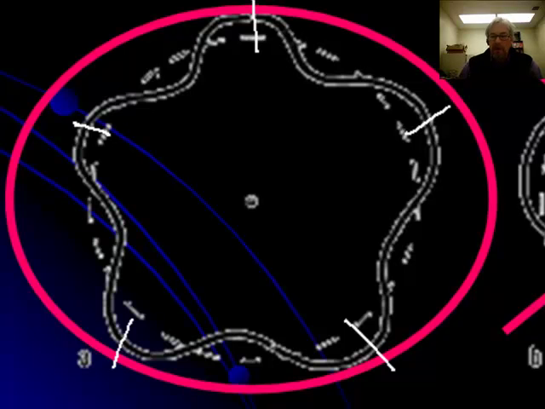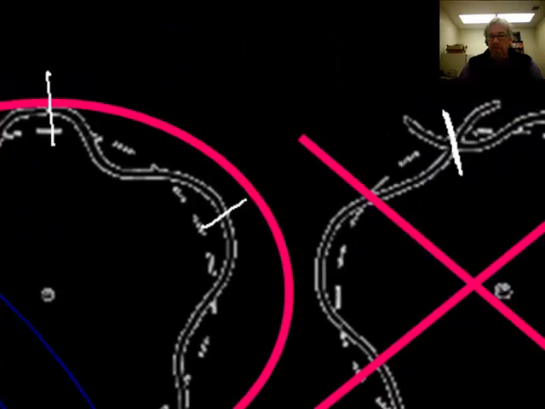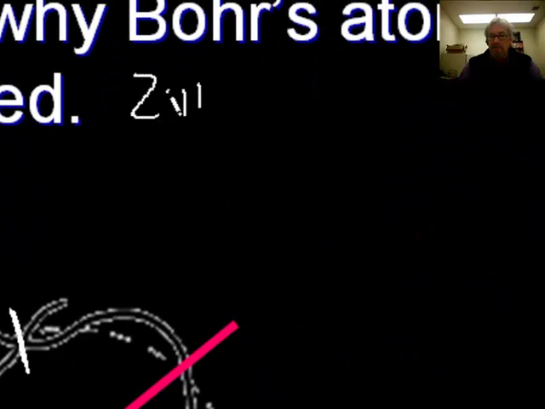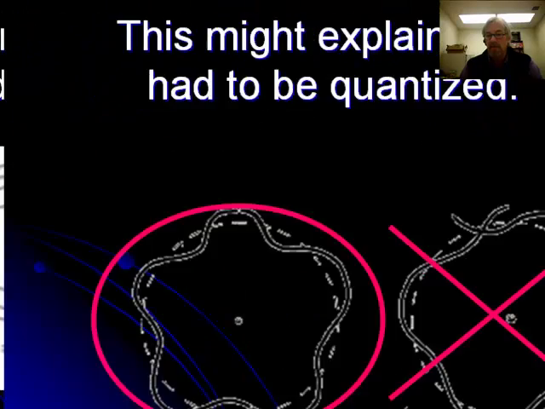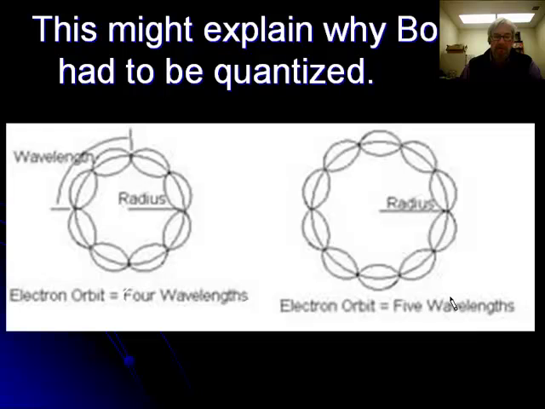Well, think about this. The circumference is 2 times pi times the radius of the orbit. And that has to be a whole number of wavelengths. So n times lambda, where n is 1, 2, 3, and so forth. Kind of like this. You can have 4 wavelengths, that's okay. You can have 5 wavelengths, that's okay. But 4 1/3 wavelengths is not okay.